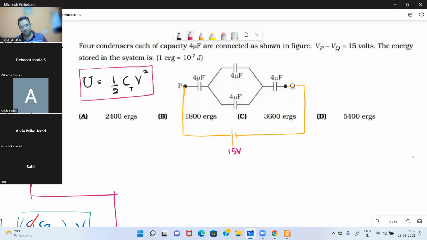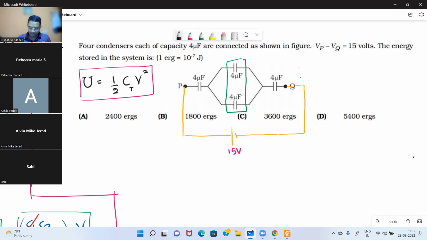The total potential difference V between P and Q is 15 volts, right? So the only thing that we don't know is the total capacitance C. That is nothing but the effective combination of these 4 capacitors. First step: can you tell me how are these 2 capacitors connected? Parallel, right? So 4 and 4 in parallel will be 8 microfarad.